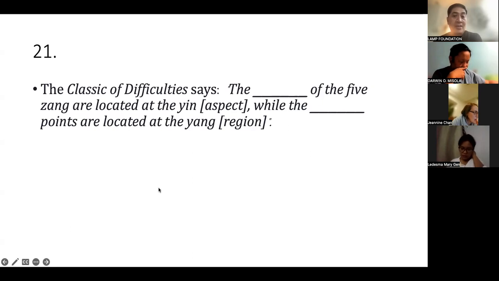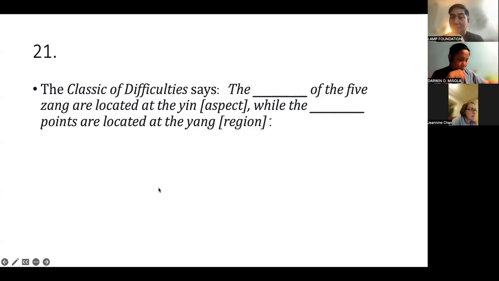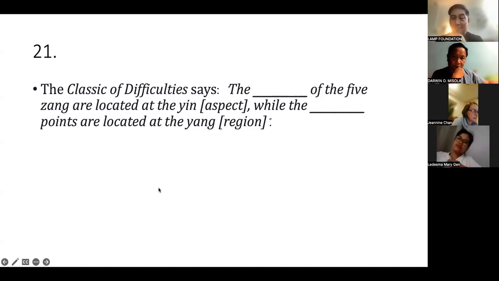The Classic of Difficulties says the mu points of the 5 zang are located at the yin aspect, that means the front, while the shu points are located at the yang region. No answer, Doc. Even 22. Sorry. I skipped these 3. Okay, who would like to answer this? Who wants to try? Go. I can answer, Doc. Sure, go. The Classic of Difficulties says the mu points of the 5 zang are located at the yin aspect, while the shu points are located at the yang region.